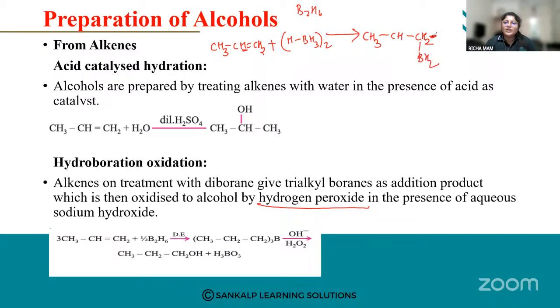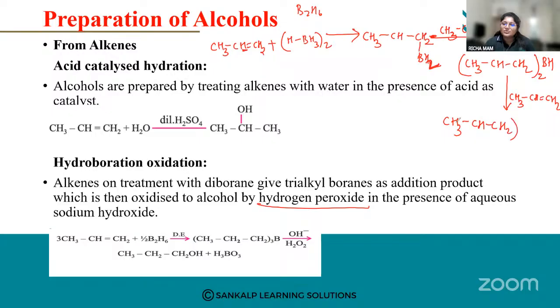Now what I'm going to do? Again, I'm going to react it with one more molecule of alkene. One of the hydrogens will replace this. So I'm going to get CH3, CH, CH2, twice BH. Now further again I'm going to react it with CH3, CH double bond CH2. Again my hydrogen is there. So I'm going to get CH2 thrice B. So this is your trialkyl borane.